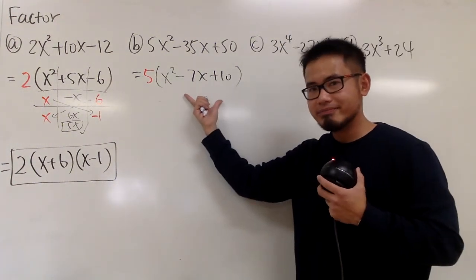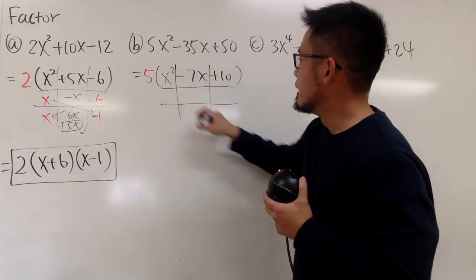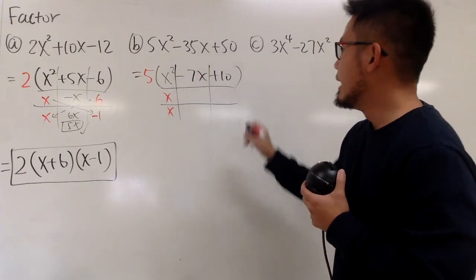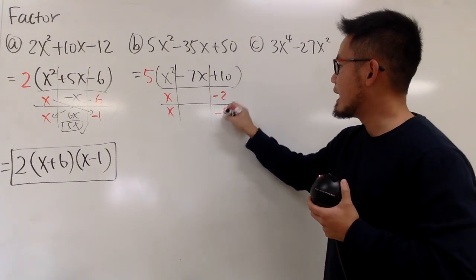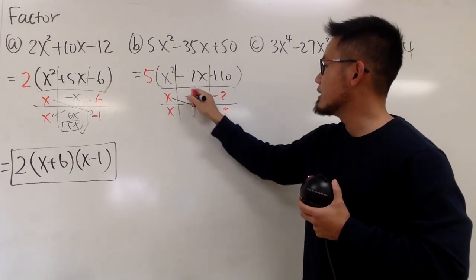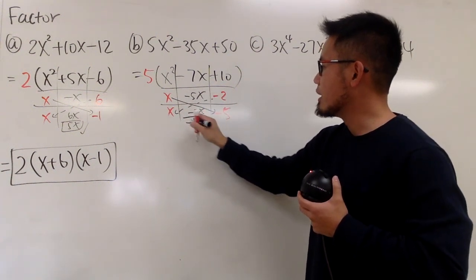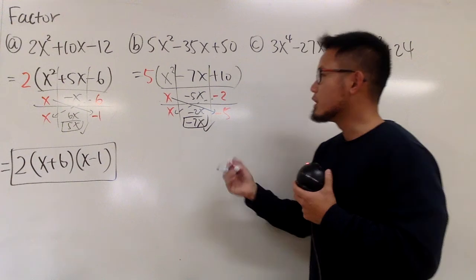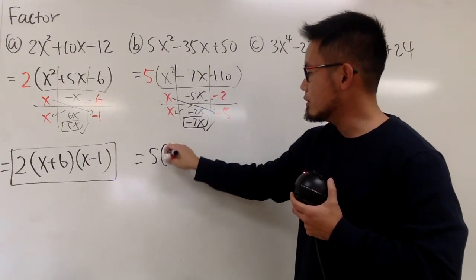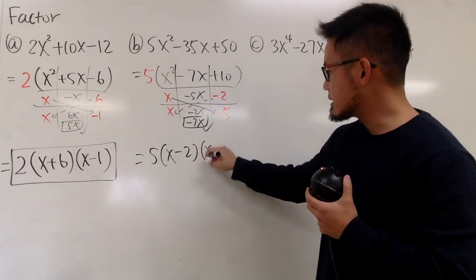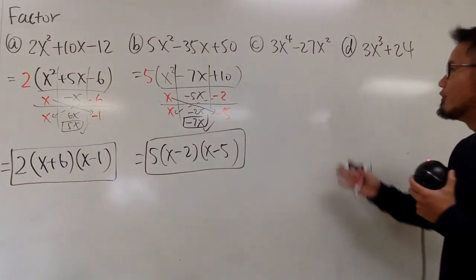And can we factor this? Yes. Okay, so we'll just do that real quick. So let's put down x and x to get x squared, and to get positive 10, well, I'm going to use negative 2 and negative 5 because you see, this times this is negative 5x. This times this is negative 2x. Together, we get our negative 7x, so that's good. So in the end, we will have 5 all the way in the front, and then x minus 2, and then x minus 5. Okay? So that's it.